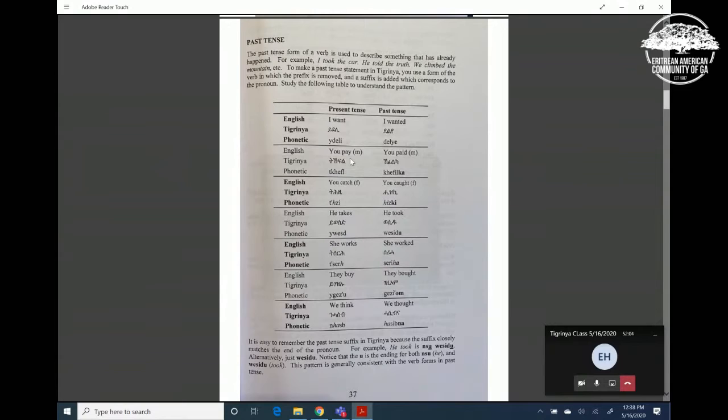And the same thing for paying. The verb to pay, or you pay, in the present tense, would be تخفل. So you pay for a meal is تخفل. Now, if you want to say you paid for a meal in the past, you take this t, remove it, and then you put ka at the end of it to indicate you paid for a meal. So, kafilka.